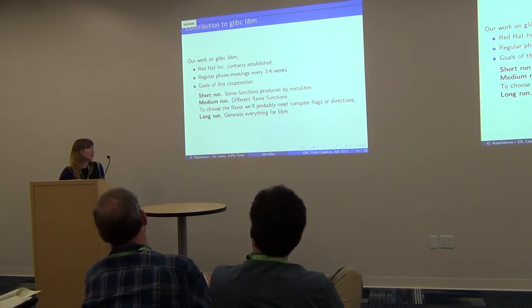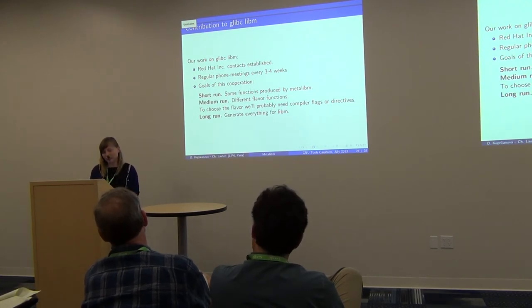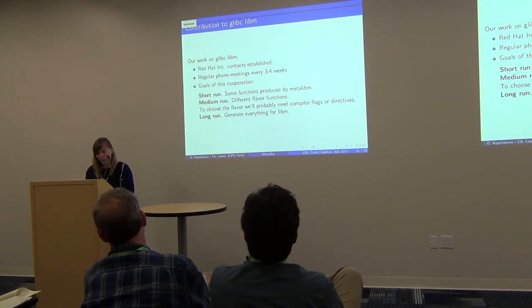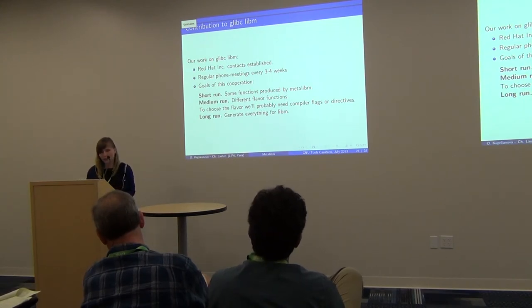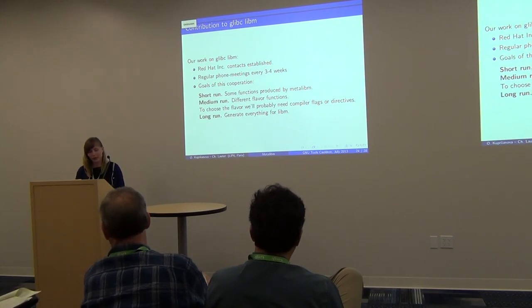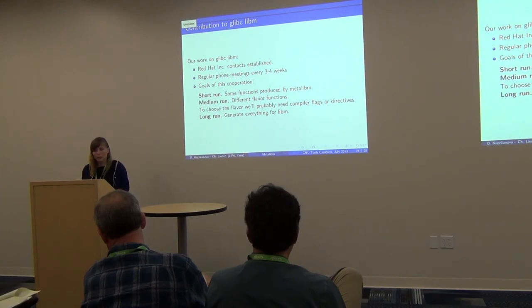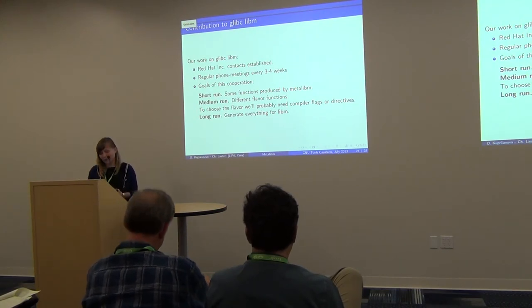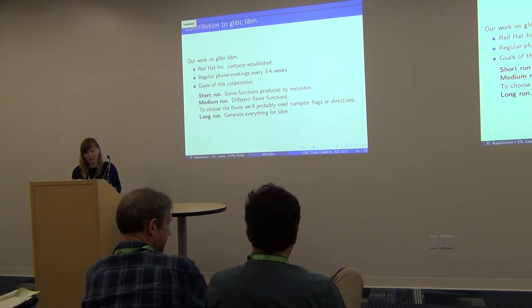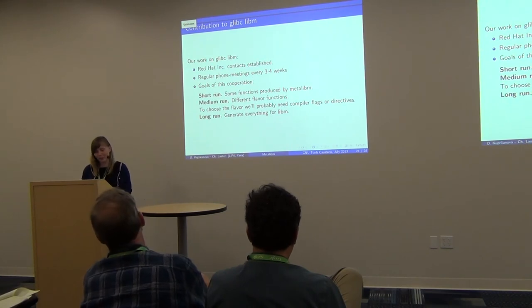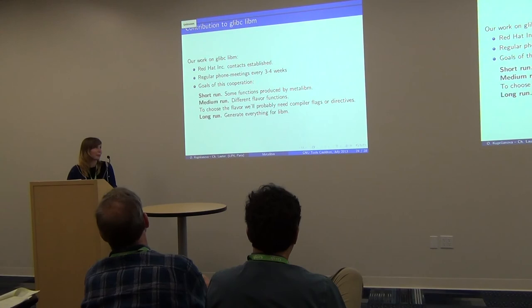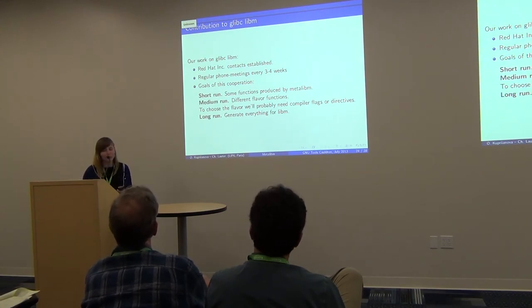We want to give them some functions that can already be produced by Metalibm. We have the medium-run goal to generate different flavors of these functions, but there is a problem to integrate these flavors into the current implementation. So probably we will need some compiler flags or directives. We suppose that some users will need different flavors of the code, the exponential, for example, with an accuracy of 2 to minus 5, and then the exponential with accuracy 2 to minus 30, so you'll need some pragmas, maybe. And the long-run goal is to generate everything by Metalibm.